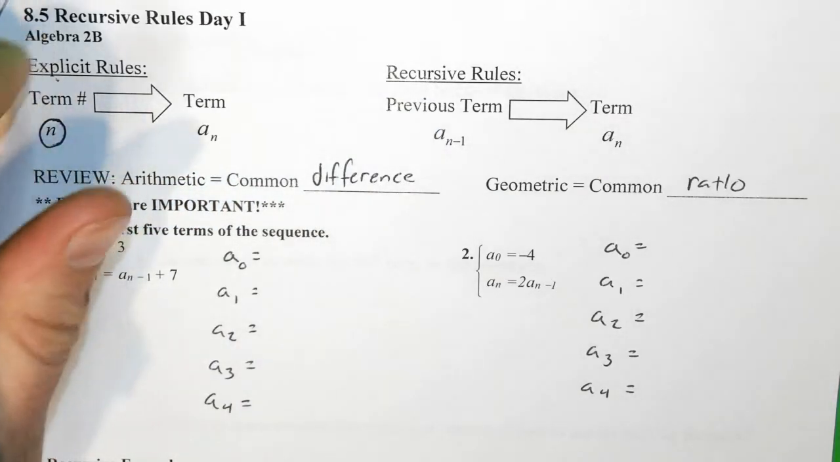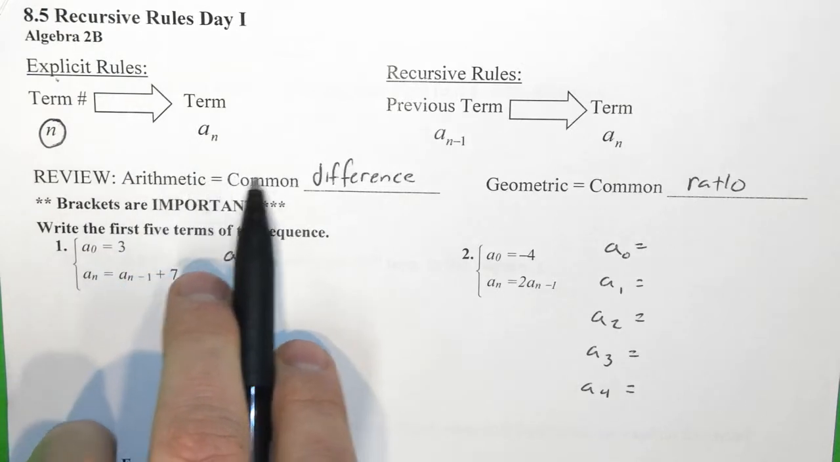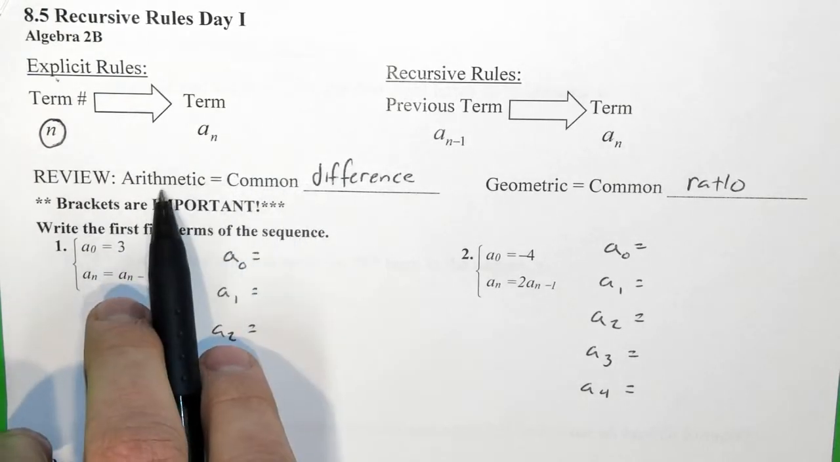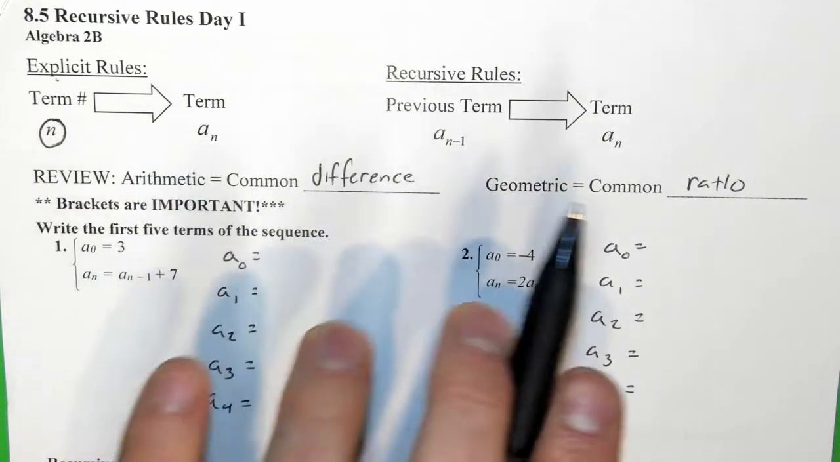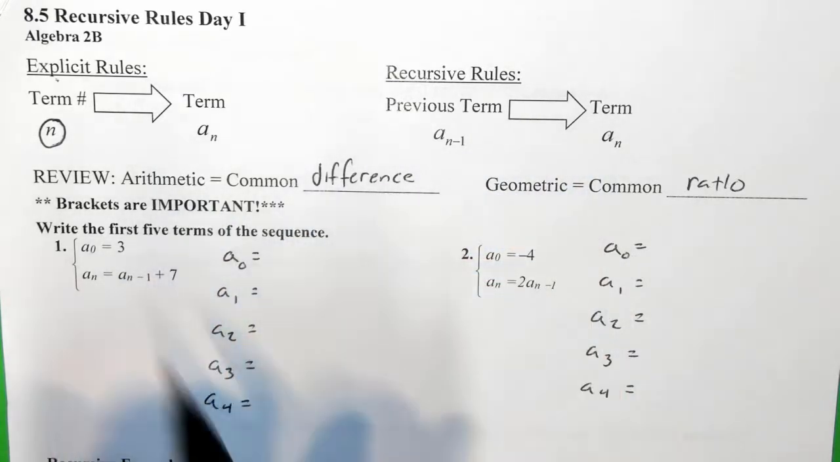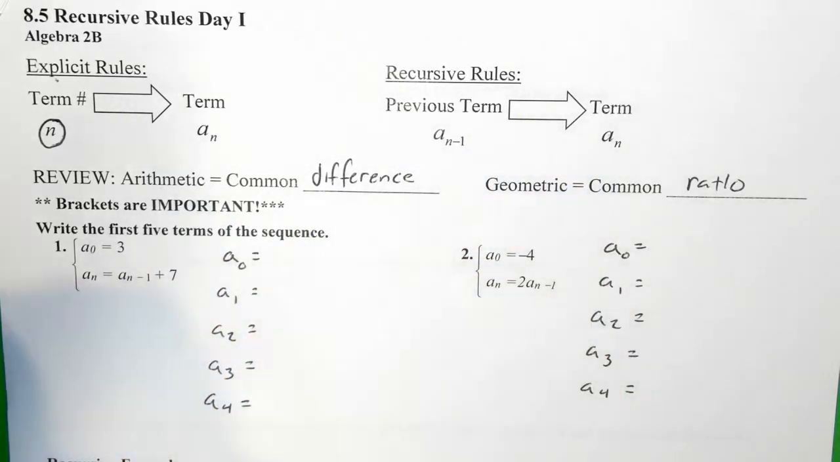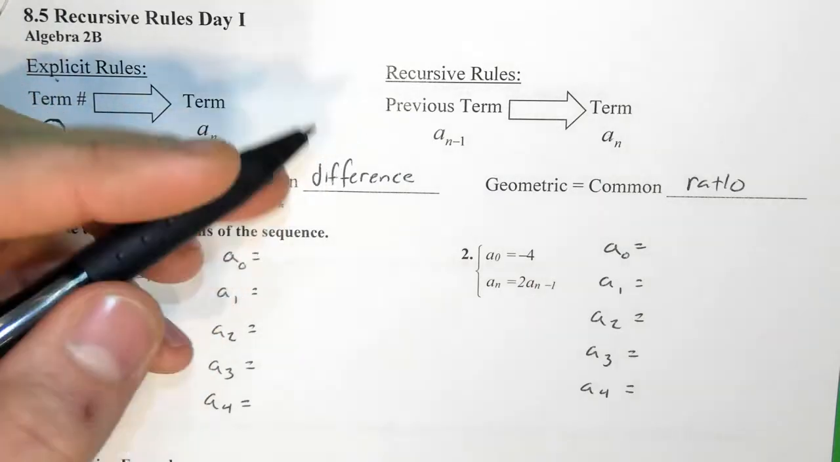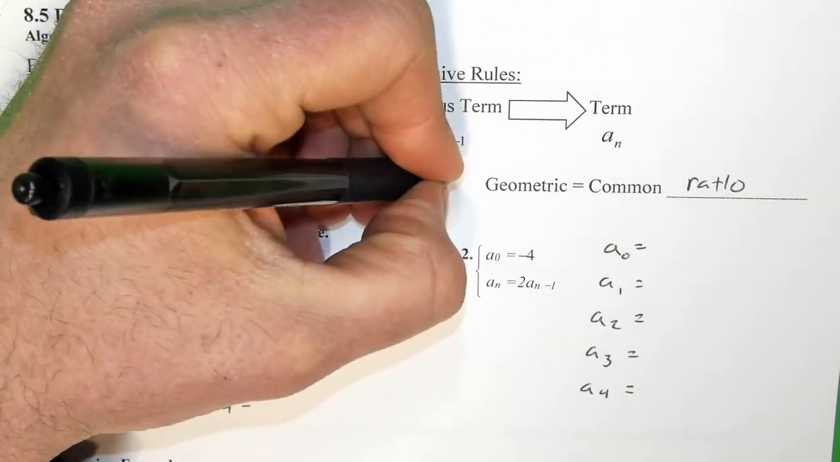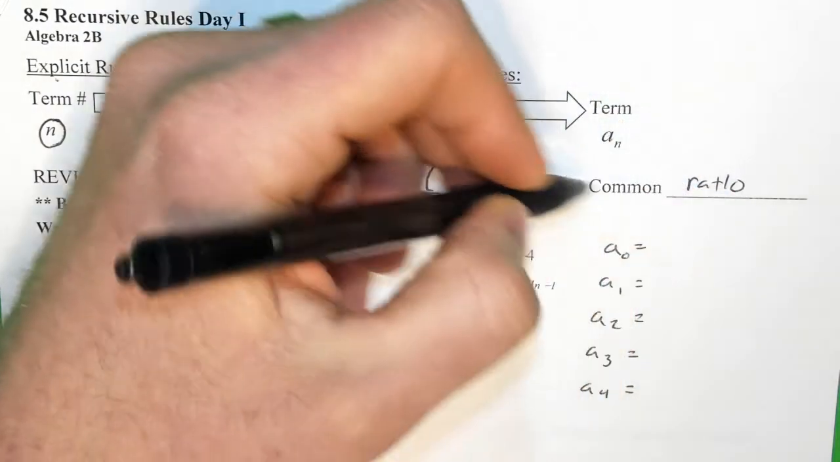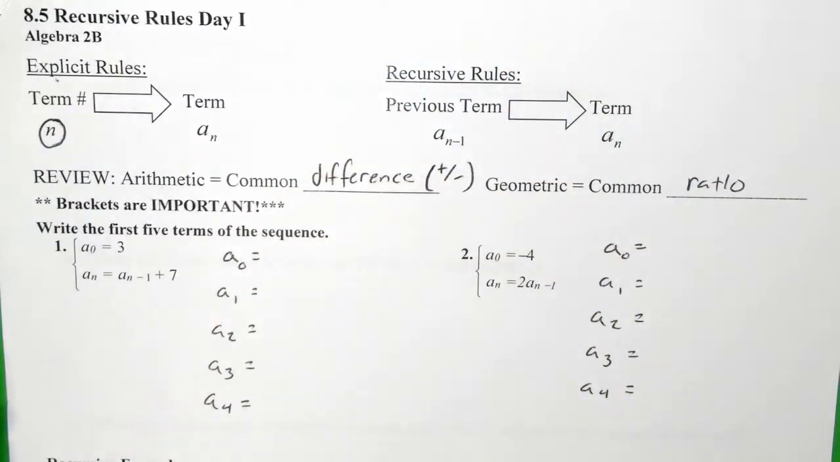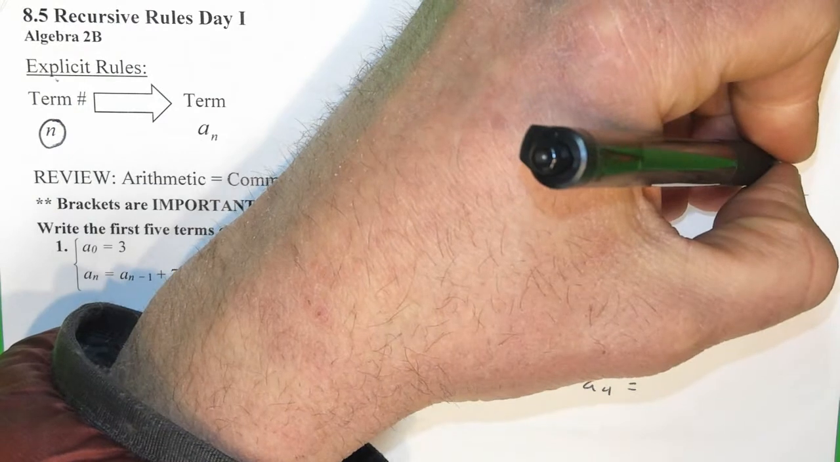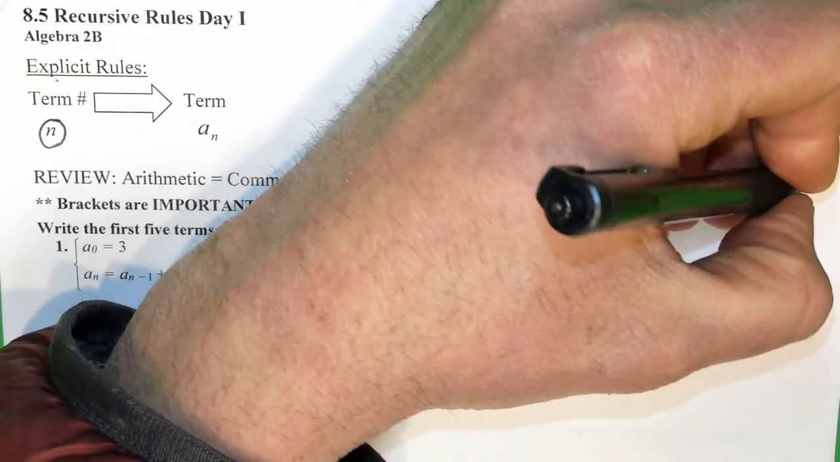The first thing I wanted to talk to you about was just a quick little review. Arithmetics and geometrics are terms that have been flying around recently, but I want to make sure that you're clear on them. Arithmetic, the major thing I need you to remember, has to do with a common difference, which means addition or subtraction. Common ratio for the geometrics means that we're talking about multiplication or division.